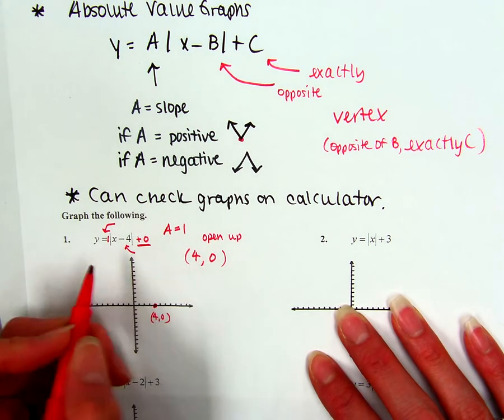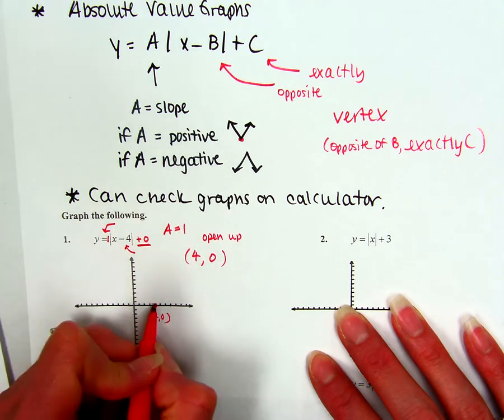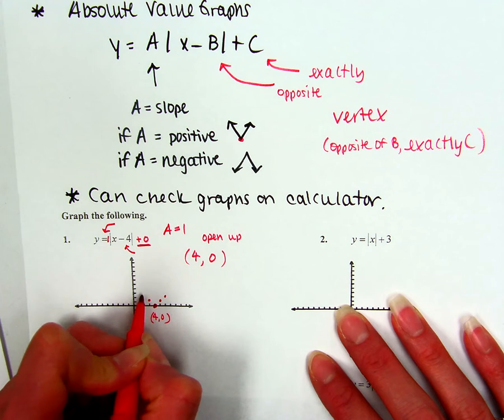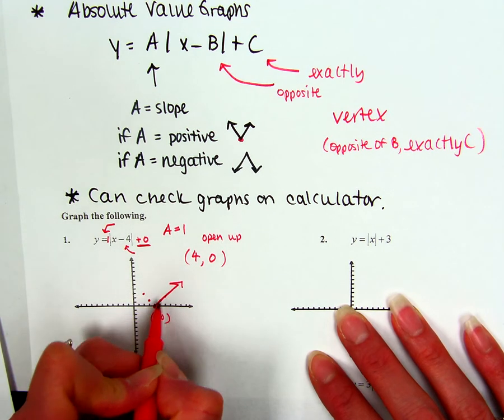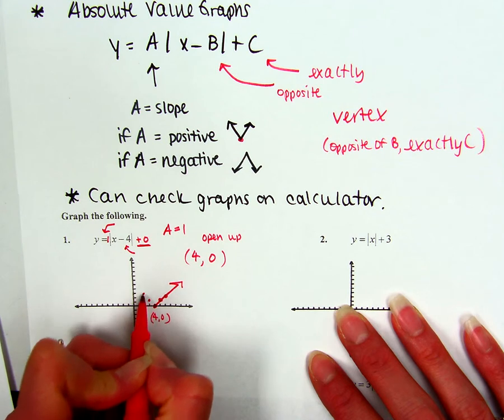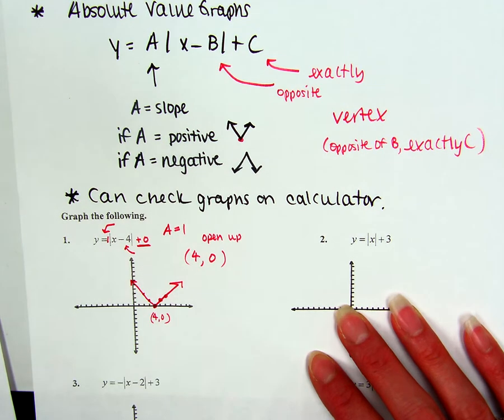And then my slope is the A value, which is 1. So that tells me my slope is up 1 over 1, up 1 over 1. Okay, and then you can keep going. So since it's a V shape, you go up 1 over 1 up and to the right, and then you go up 1 over 1 up and to the left. So there's your V shape.